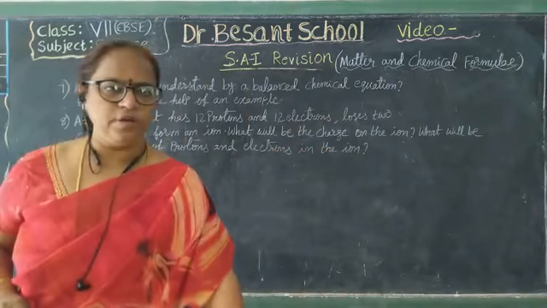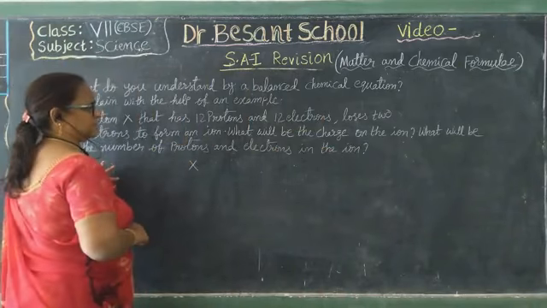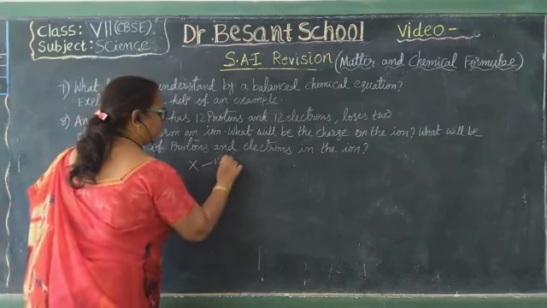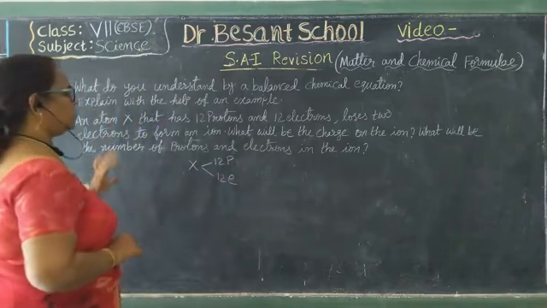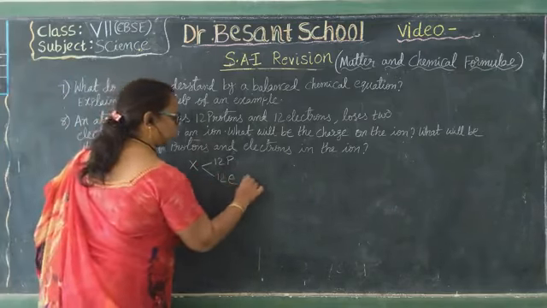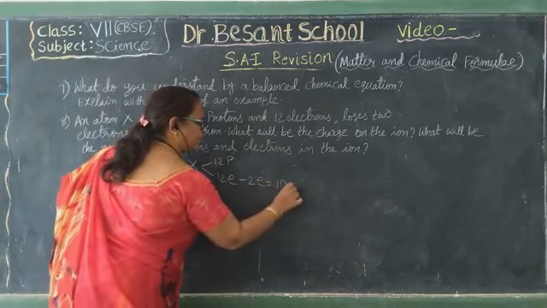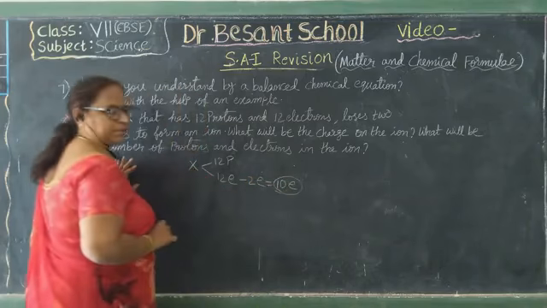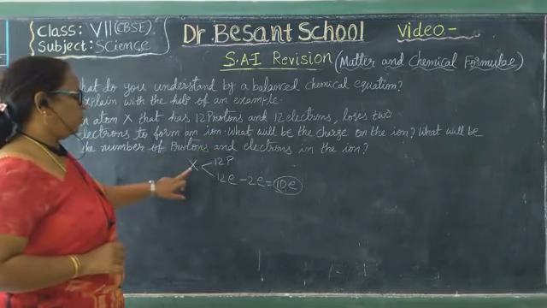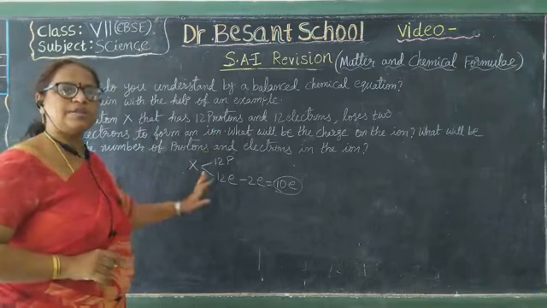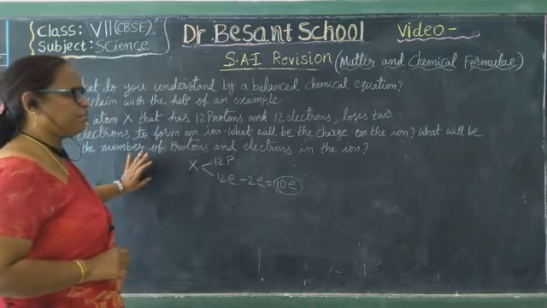See children carefully. What he told, there is an atom. It is represented with X and it has 12 protons and 12 electrons and it loses 2 electrons. From 12 electrons, 2 electrons are lost. So now how many electrons will it become? 10 electrons will be there, isn't it? What will be the charge on the ion? Now this atom became an ion because it loses electrons. If the atom loses electrons, then it will become an ion.